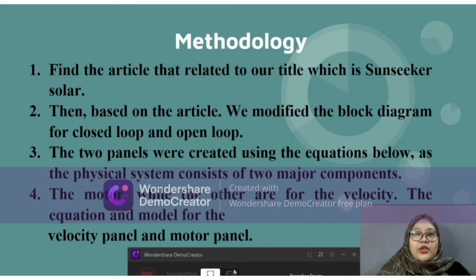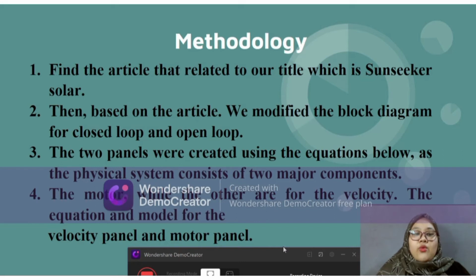Assalamualaikum warahmatullahi wabarakatuh. I am Wan Nur Bidayatul Hidayah binti Wan Azizan. For this assignment, I will explain about the methodology. Firstly, find the article that relates to our title, which is Sunseeker Solar. Then, based on the article, we modified the block diagram for closed loop and open loop. Then, the two panels were created using the equation below, as the physical system consists of two major components.